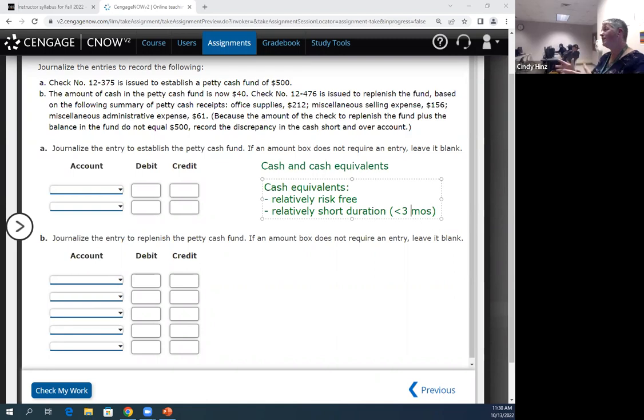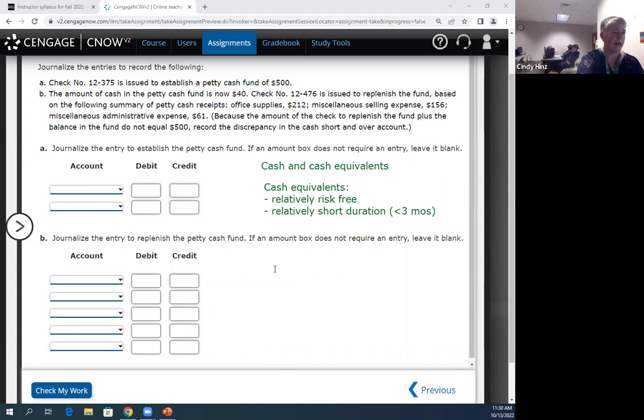Okay, so why did I bring this up on this exercise? Because what we're talking about in this exercise is also considered a cash, well, it actually is cash, but it's not sitting in our cash registers at our company or at our store. It's not in our checking account. It's not one of those cash equivalents. It's a separate concept. And this is the petty cash fund.